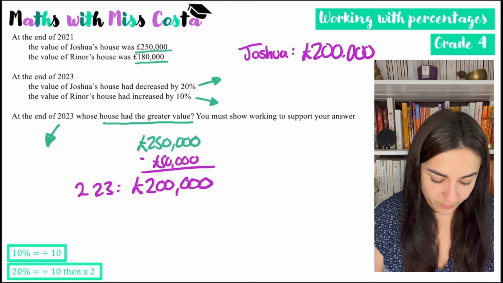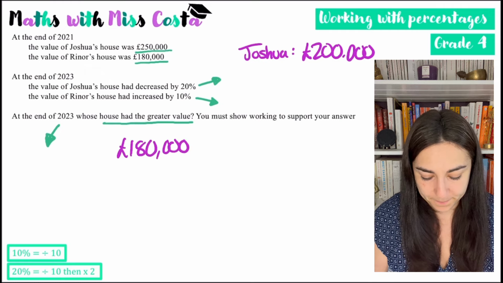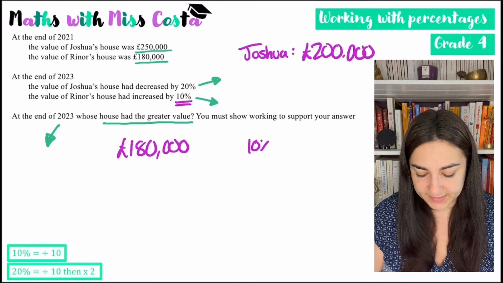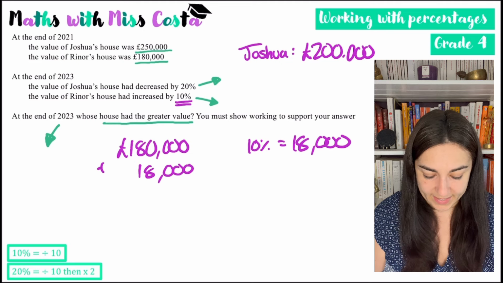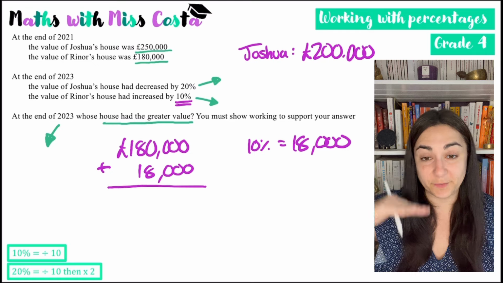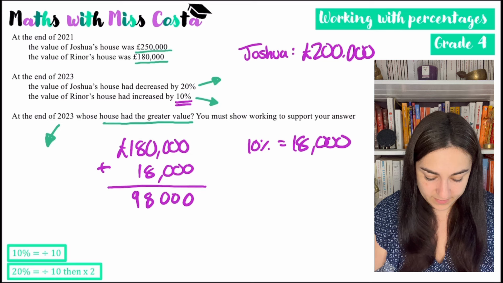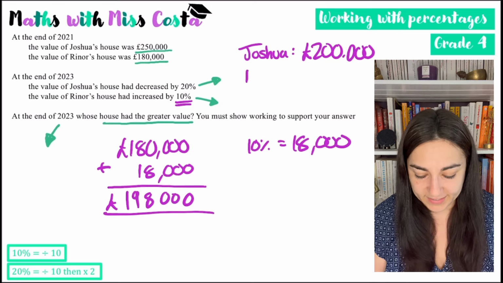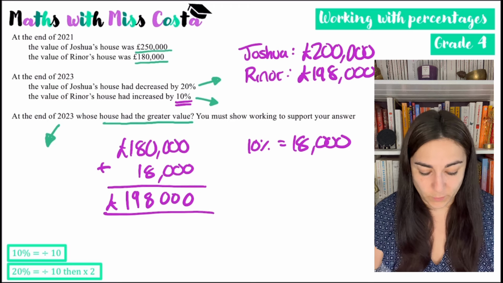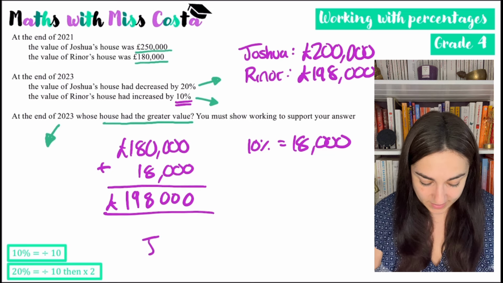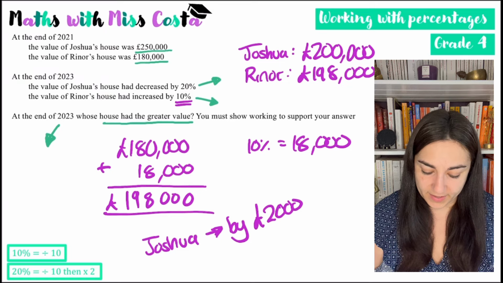And then let's figure out what happened with Rinwar's house. So the value of it was £180,000. And then it's increased by 10%. So what's 10%? Divide by 10, that's going to give you £18,000. And then we want to add it on because it's increased in value. Remember, decrease means fallen in value. Increased is risen in value. So that would give me £198,000. So it's actually super close. But despite the fall, Joshua's house still had a greater value, only by £2,000. So we could say Joshua by £2,000.